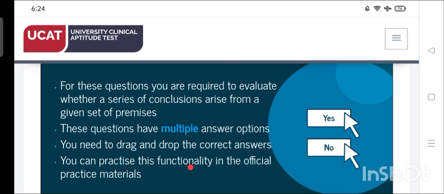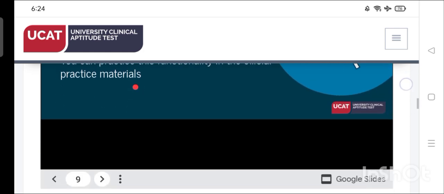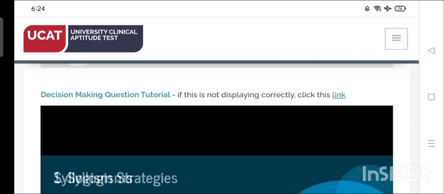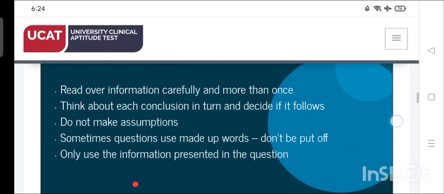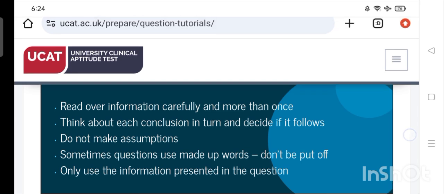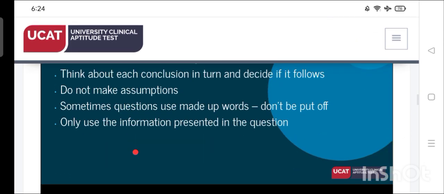You can practice this functionality in official practice materials. So we will practice this functionality in the example questions. Okay, now we have a strategy to solve these questions.